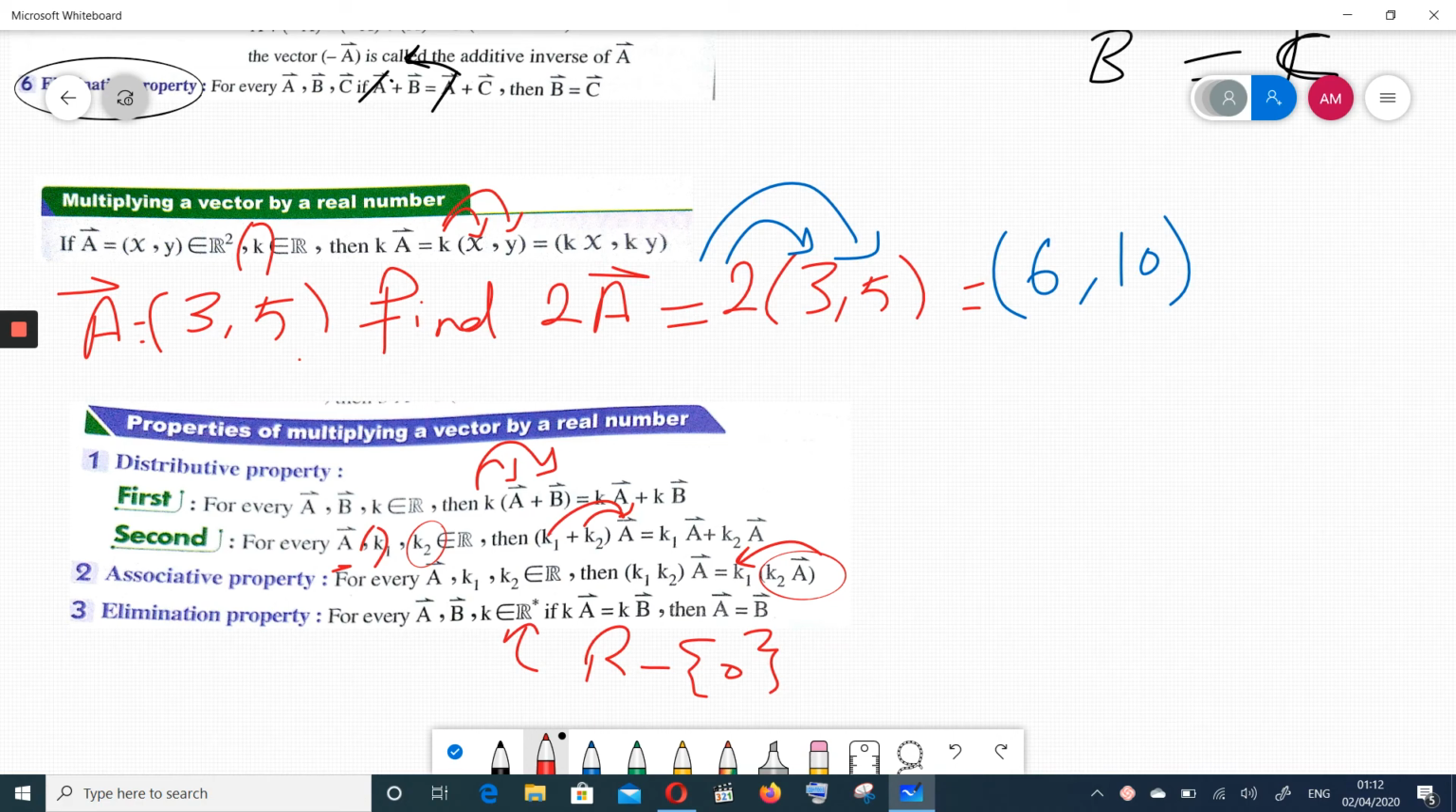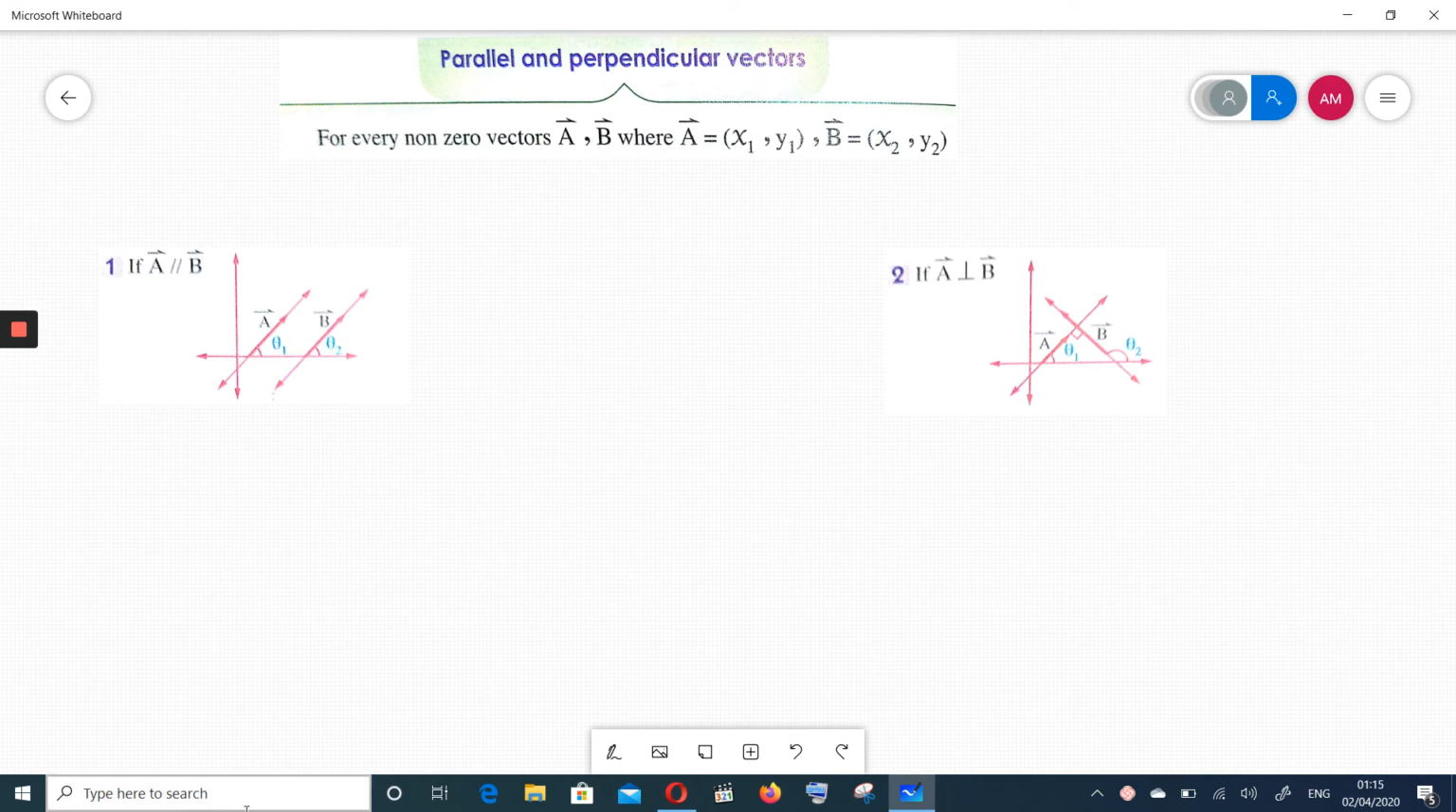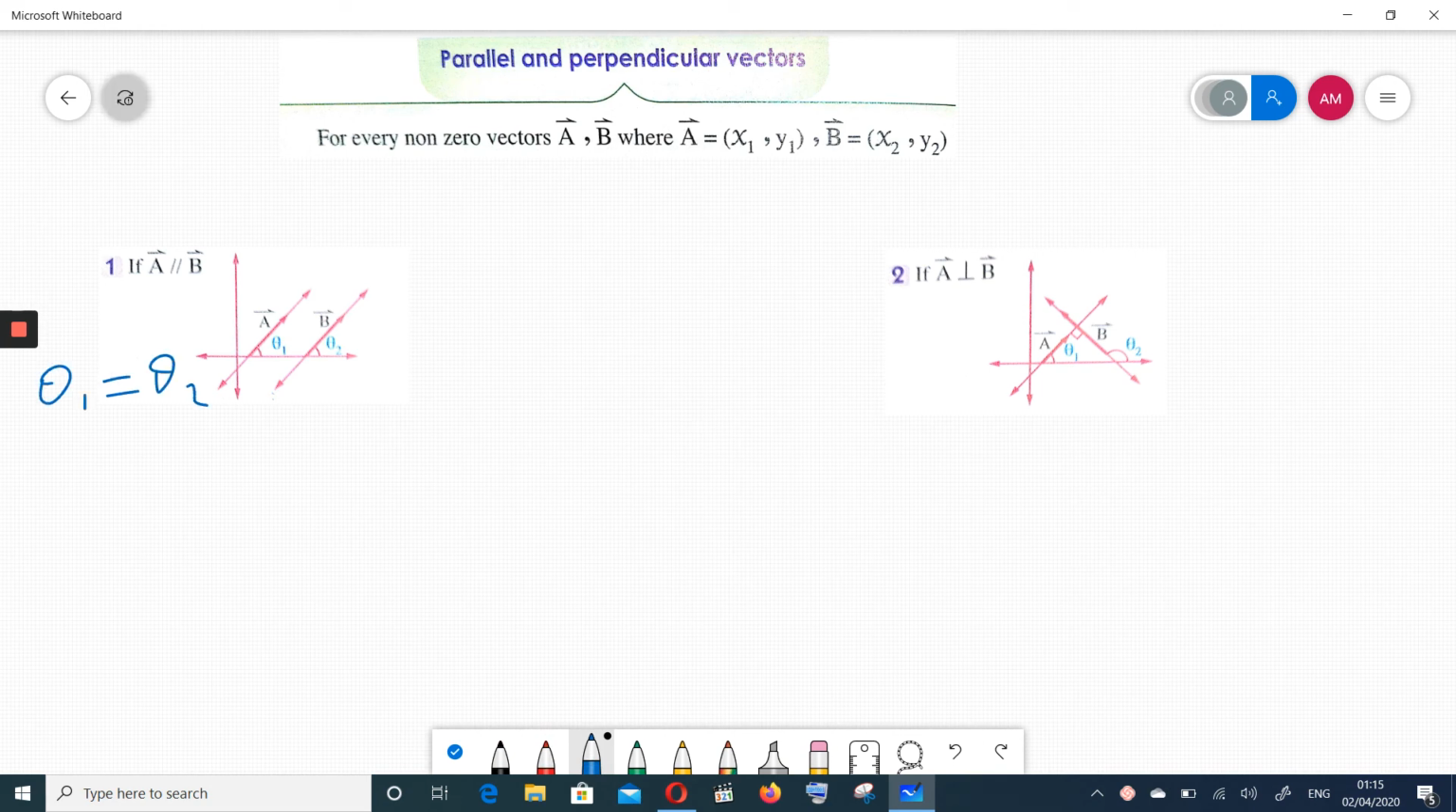And if k times vector A equals k times vector B, it means vector A equals vector B. Okay, if we have two vectors that are parallel, that means theta 1 equals theta 2. And it also means tan theta 1 equals tan theta 2.